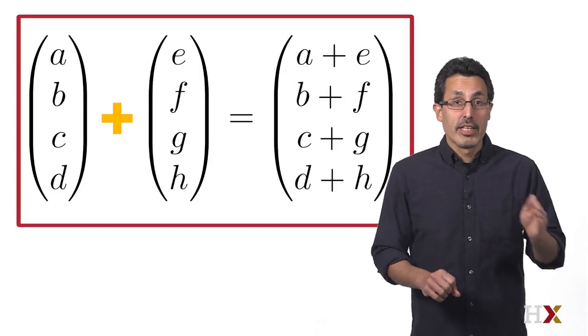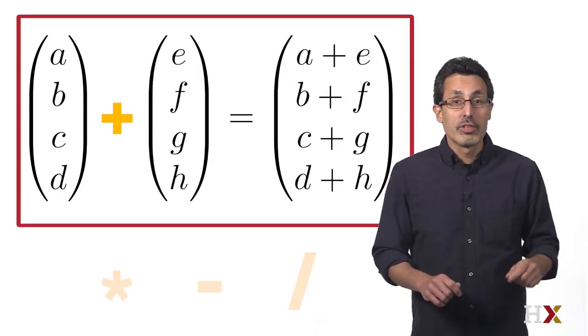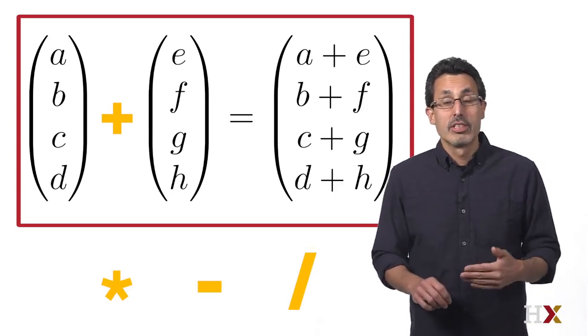If we have two vectors of the same length, these operations are even more powerful. For example, if we have two vectors like this, they get added entry by entry. And the same holds for other mathematical operations such as multiplication, subtraction, and division.